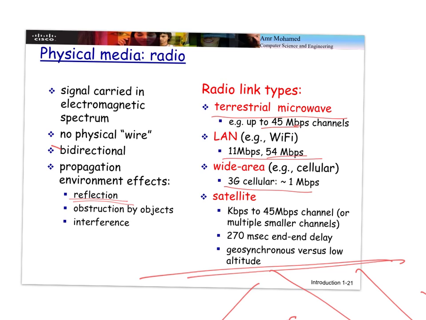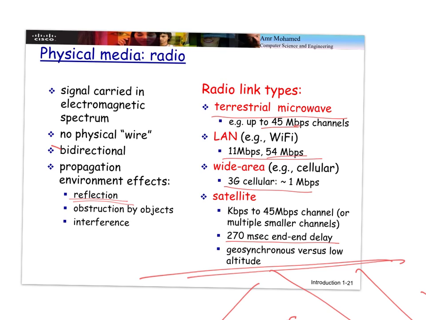And usually downstream bit rates are pretty high. The upstream bit rates tend to be very, very low. But the problem for satellite communication is actually the end-to-end delay. Because of the distance, of course, the distance to the satellite is very, very long, and the end-to-end delay tends to be very high, 270 milliseconds for an end-to-end packet.